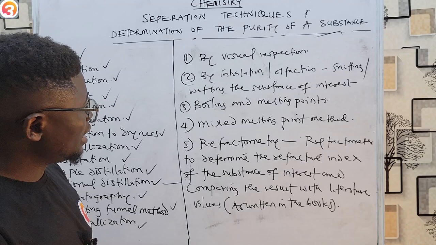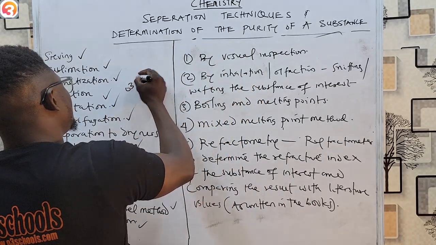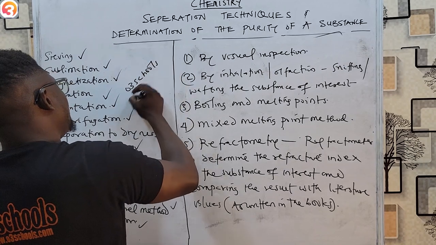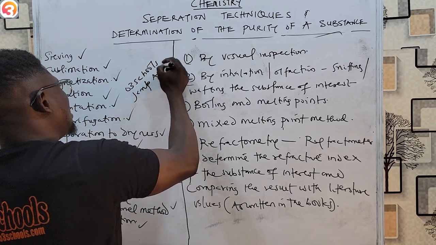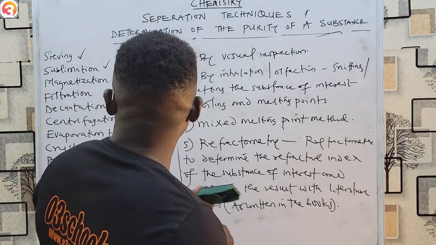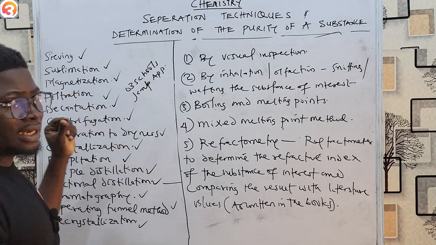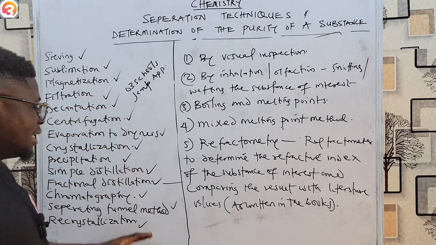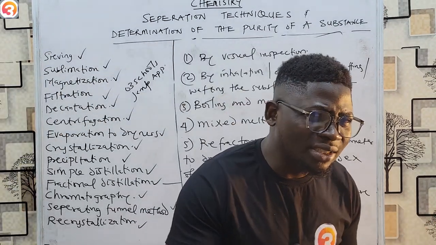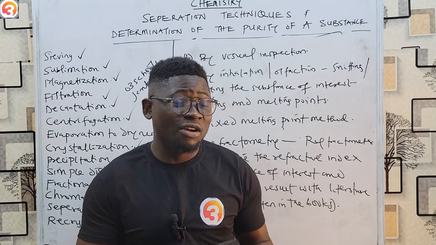So what you should do by yourself right now, go to the O3 School JAMB app. If you have not downloaded it, go to Play Store and download it. Then look for the question search feature, put sieving there. If you see questions that come out from that sieving, put sublimation marks too, so that you see the way JAMB sets their questions on separation techniques, then use it to prepare for your exam.